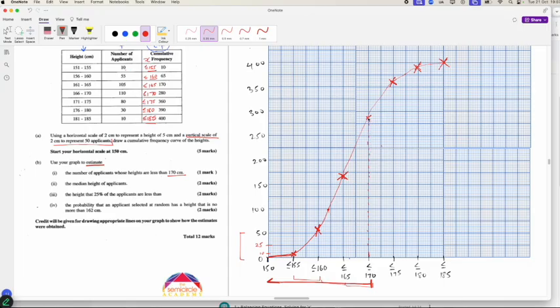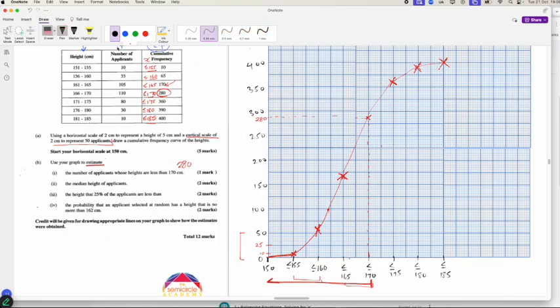So 170 lines up with... 170 did line up with what? 170 here lines up with 280. So that's about 280 people. So 280 people are the number of applicants whose heights are less than 170. That's 280 people are 170 or less. All of these 280 people here, from 0 to 280, they are within this zone of the graph, which is less than 170. Any questions on that?